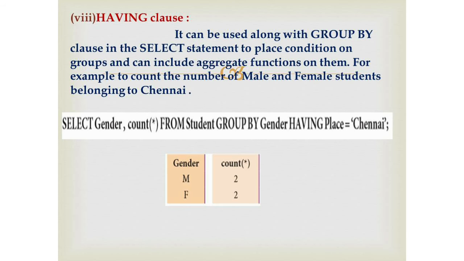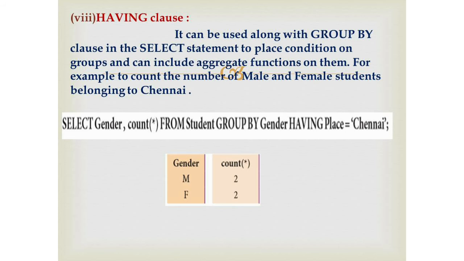For example, to count the number of male and female students belonging to Chennai. In the previous example, we just counted the number of males and number of females. Now, by using this HAVING clause, we are placing one condition: those students who belong to Chennai alone, we are going to count the number of males and females.